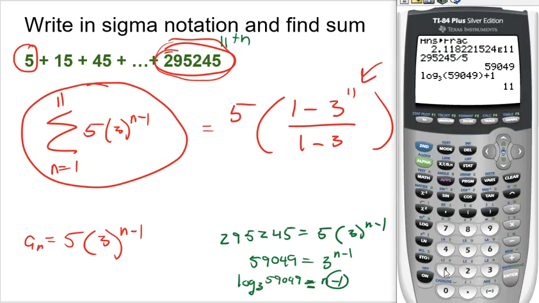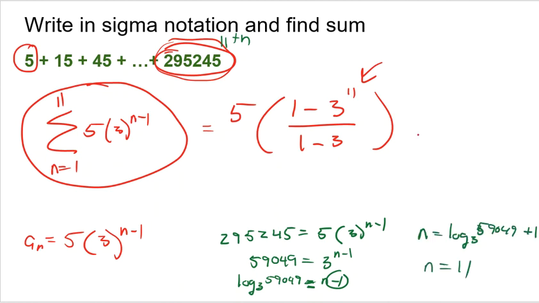So now I'm going to go to my calculator. 1 minus 3 raised to the 11th. Probably going to be a really big number here. I'm going to divide that by negative 2. I did the math in my head: 1 minus 3 is negative 2. And I'm going to multiply that by 5. And I get 442,865. How crazy awesome is that?